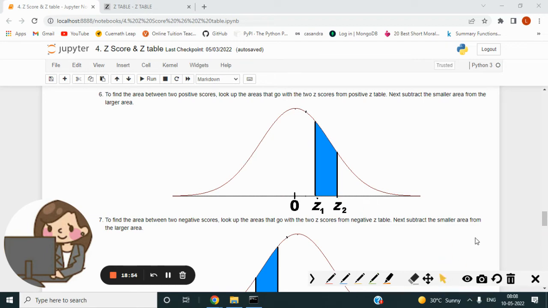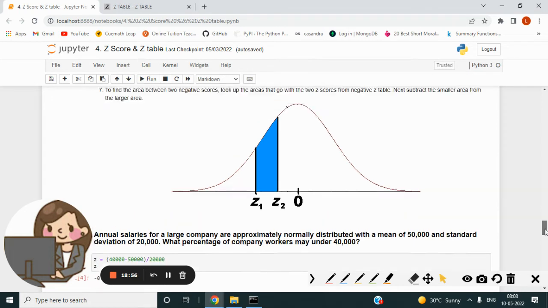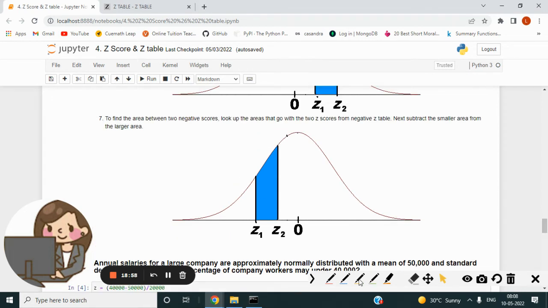Now suppose both the z's are here. Again, to get it, you will have to get the area of z2, then the area of z1, and you will have to use the negative z table. Then you subtract the smaller area from the area of z2, and you will get this intermediate area.